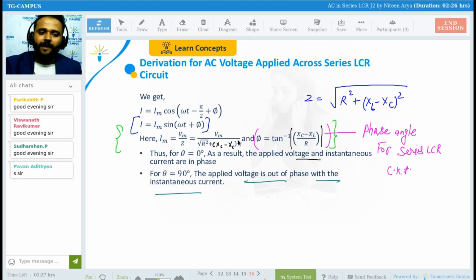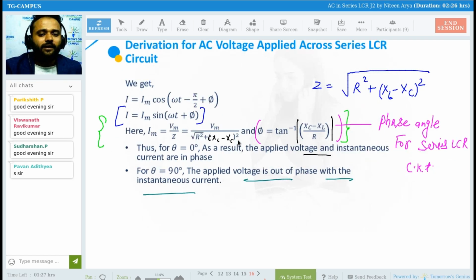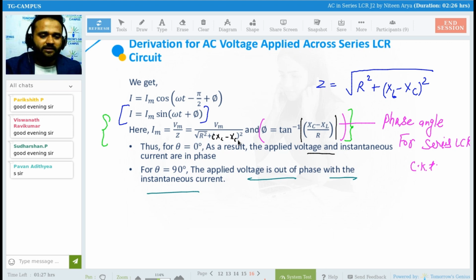Obviously, omega is given, L is given, C is given. So once you have omega, you can find XL. You can find XC. Obviously, it is an LCR circuit, so L, C, R and omega, the frequency, are all given to you. Is this clear, everyone?